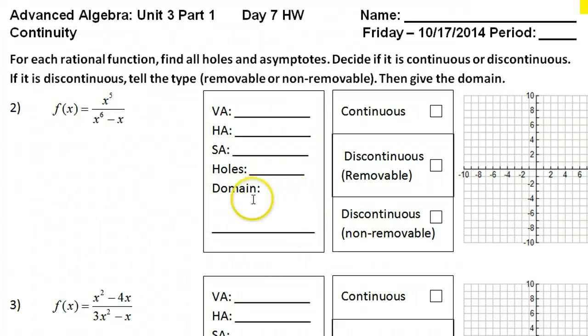Alright, in this video we will continue our work on graphing rational functions with all the fixins: vertical asymptotes, horizontal asymptotes, slant asymptotes, holes. We'll talk about whether or not the function is continuous or discontinuous. Let's take a closer look.